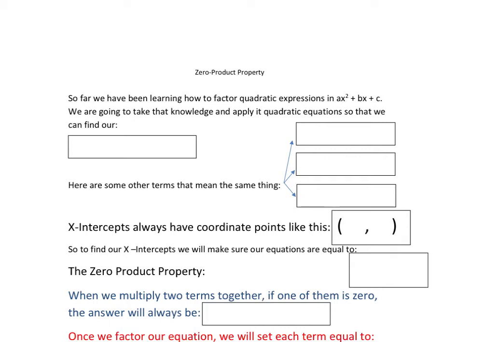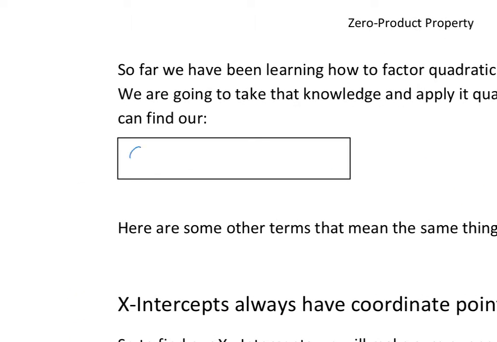Hello, here in this video we're going to check out 3.4 Part 2, Zero Product Property. So far we've been learning how to factor quadratic expressions in ax squared plus bx plus c form. We're going to take that knowledge and apply it to quadratic equations so that we can find our solutions.